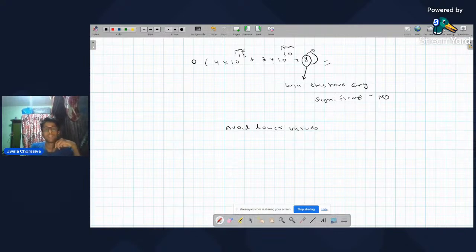So let's say over here I was not having 10 to the power 10, I was having something like 10 to the power 1 or 10 to the power 2. So what do you think, are these lower values going to have any significance next to 10 to the power 15? Is 10 to the power 2 or 10 to the power 3 having any significance in front of 10 to the power 15? No, right? So we can avoid it. So that's a simple case, a simple understanding.